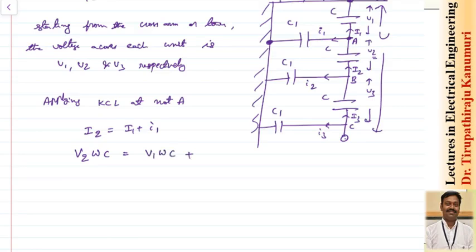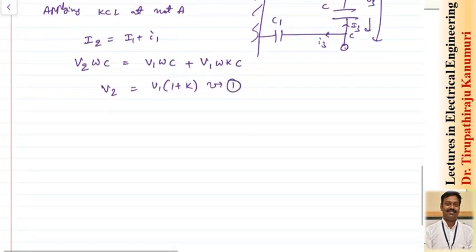and the capacitance C1, the first one, this I1 is passing through C1. C1 is connected between node A and the tower. So this also has the voltage of V1 only. So this will be V1 omega into K into C. So from this I can write my voltage V2 is equal to V1 into 1 plus K. Let us take this as equation number 1.